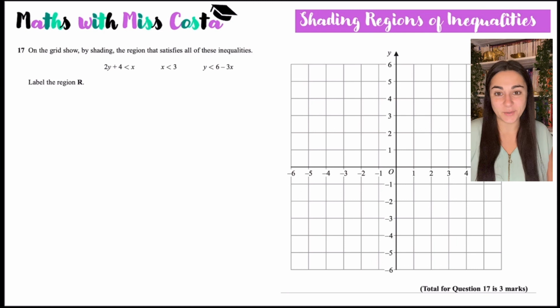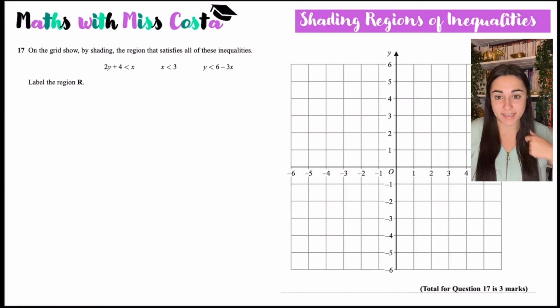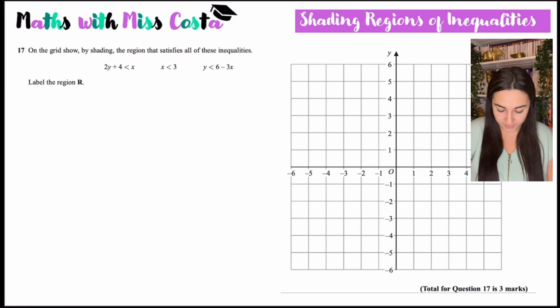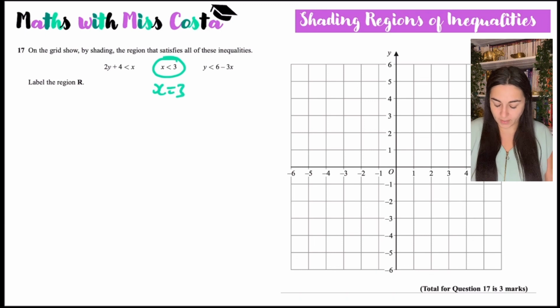Okay, so in this question, we are looking at inequalities. We're going to need to draw them on the graph and then shade the region which satisfies all of them. So let's start with the easiest one, which is this: x is less than 3. So what you do when you've got your inequalities, you imagine that they're a straight line. So in this case, the line x equals 3. You draw that on, and then you decide where on that line the region would be.